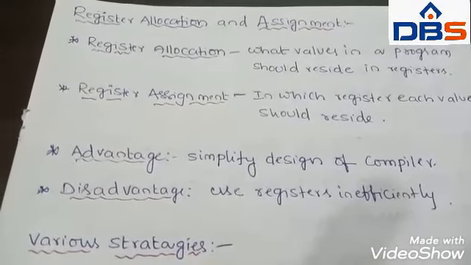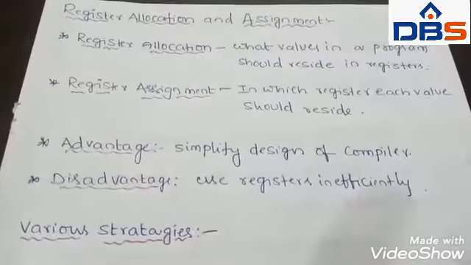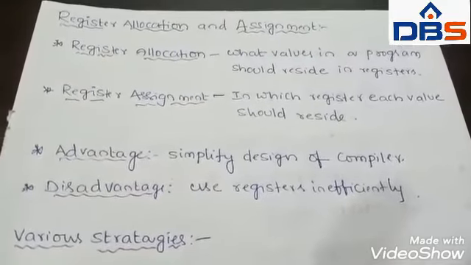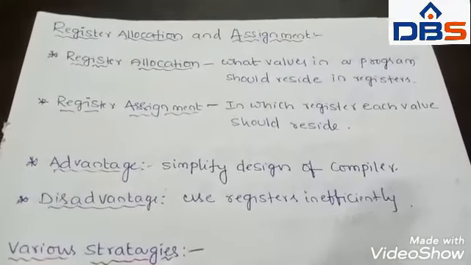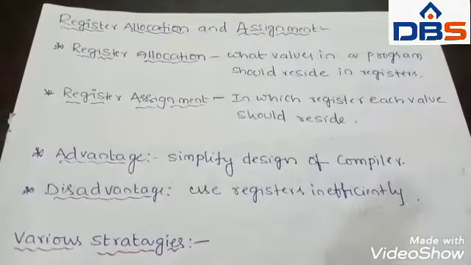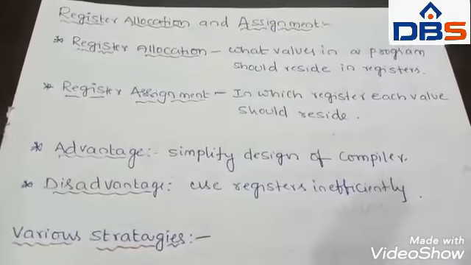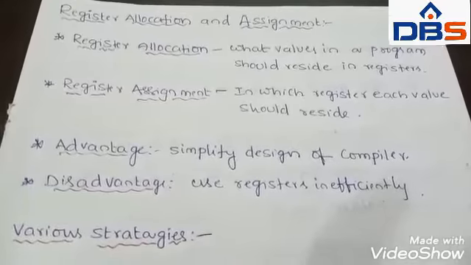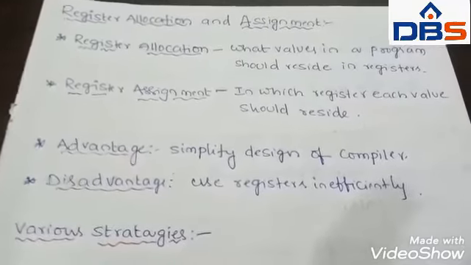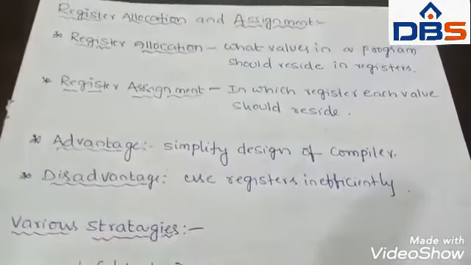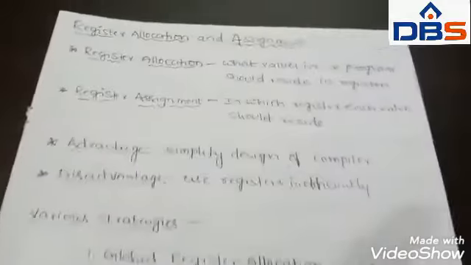Mainly this section presents various strategies for deciding what values in a program should reside in registers. We can call it register allocation. And in which register each value should reside, this we can call register assignment. One approach to register allocation and assignment is to assign specific values in an object program to certain registers. This approach has the advantage that it simplifies the design of a compiler, whereas the disadvantage is that if applied too strictly, it uses registers inefficiently.